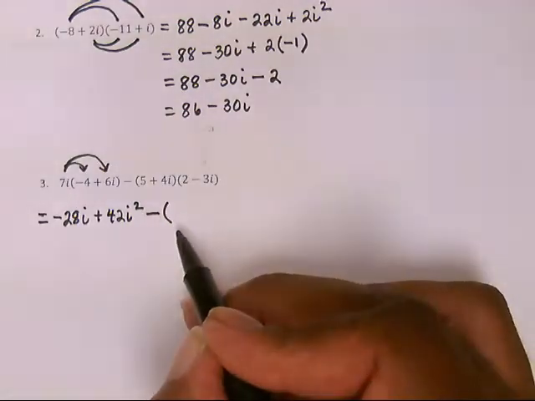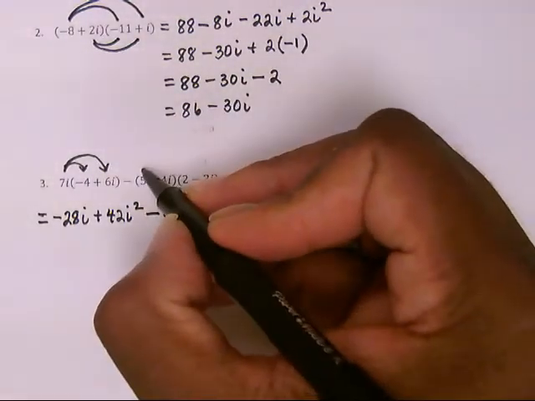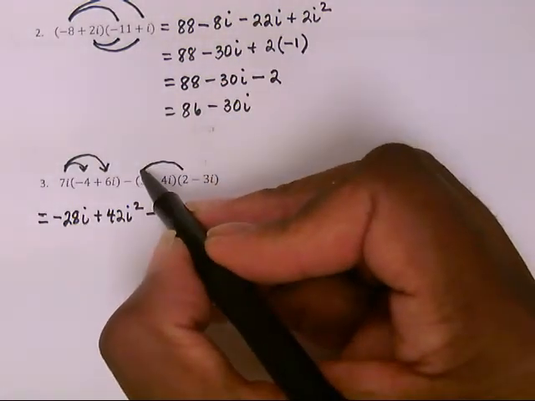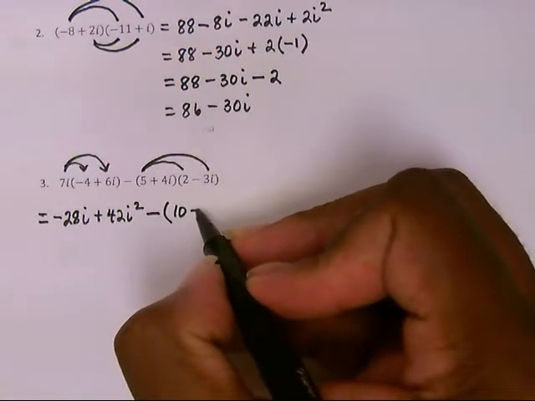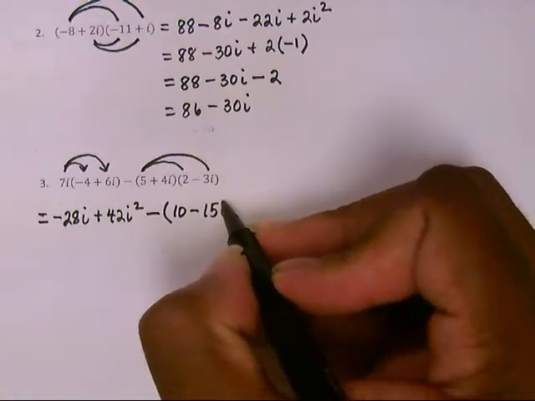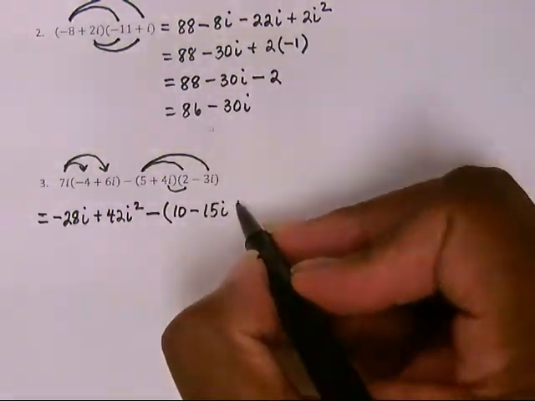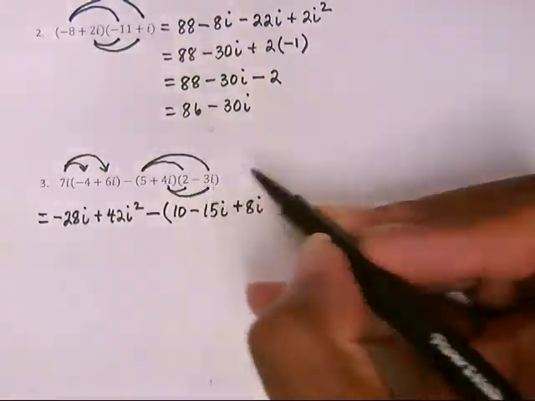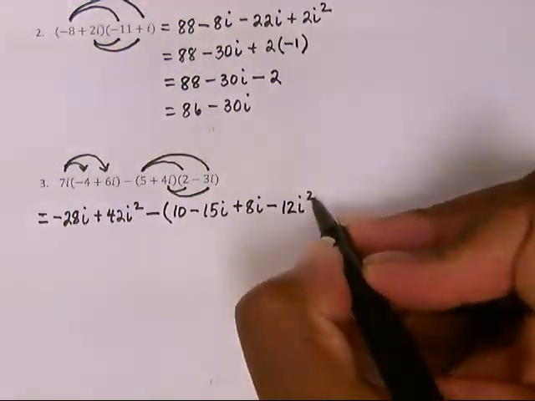Now, this product I'm going to put in parentheses here. I have to use the FOIL method here. So in this case here, 5 times 2, that's going to be 10. And then 5 times the minus 3i would be a minus 15i. The inside, 4i times 2, will be a plus 8i. And then last, 4i times the minus 3i will be a minus 12i squared.